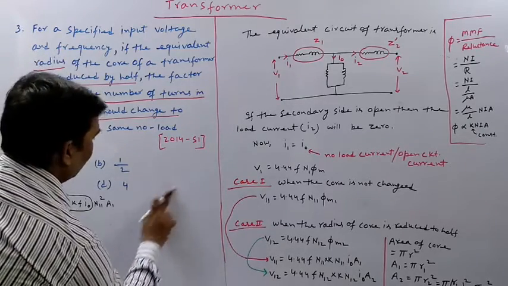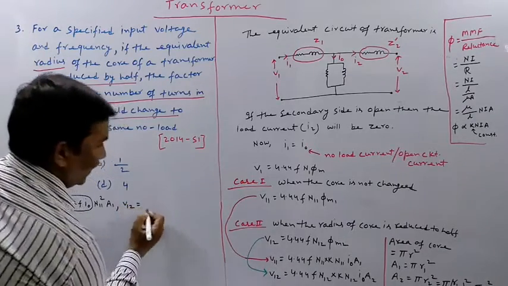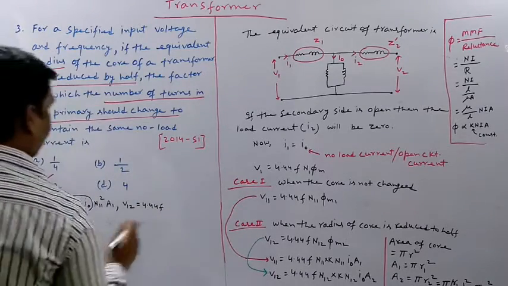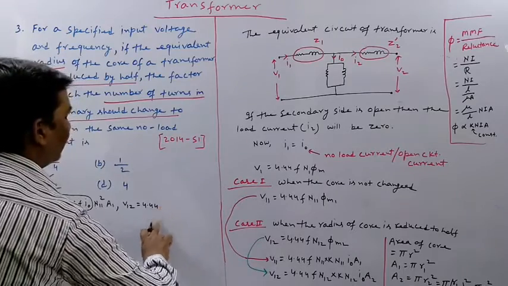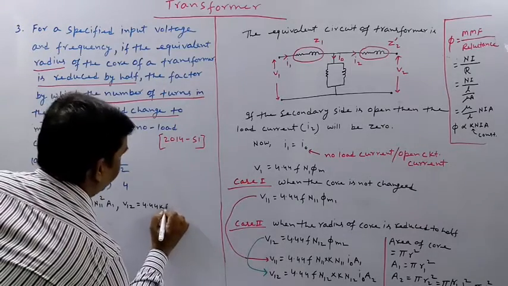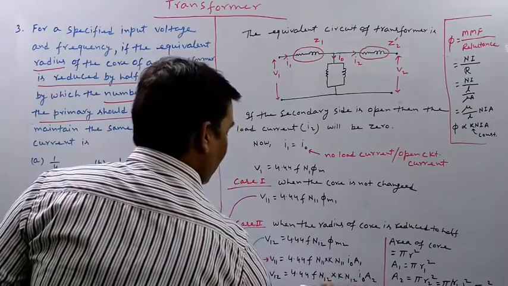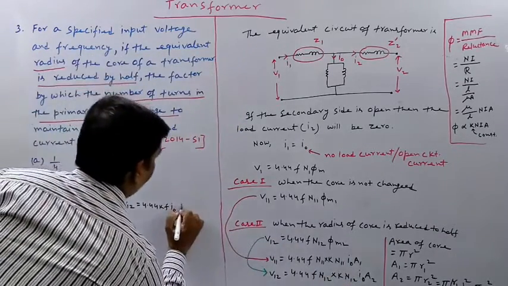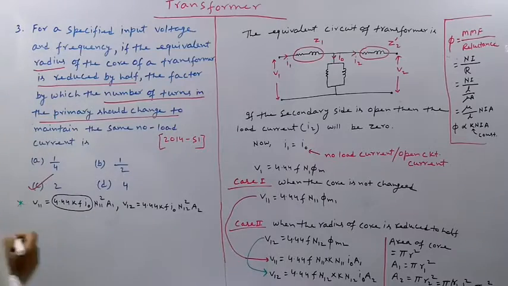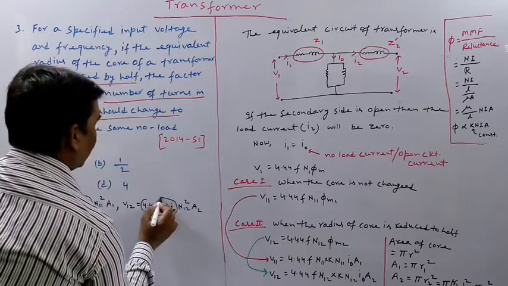So let me write here what is V12. V12 will be nothing but 4.44 f. Here also let me write in that fashion only, k f I naught, N12 square, A2. So now this is again a constant, okay.